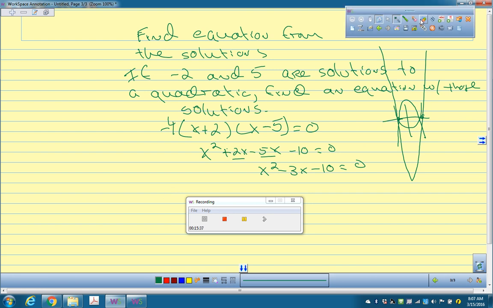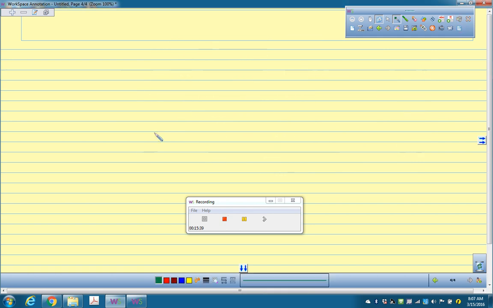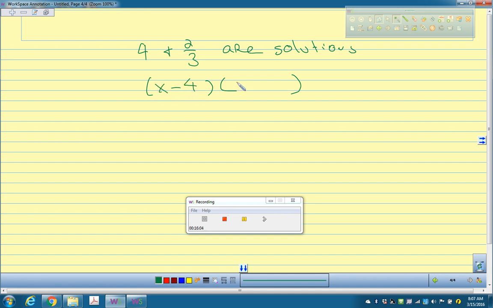What if I knew that 4 and 2/3 are solutions? Find the equation. So what would be one factor? X minus 4. What would be the other factor? X minus 2/3 equals 0.